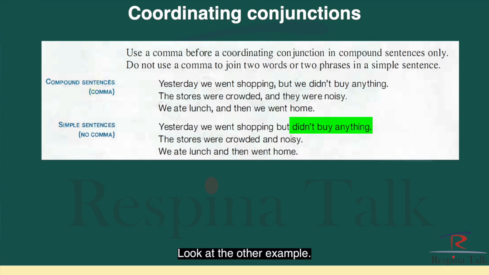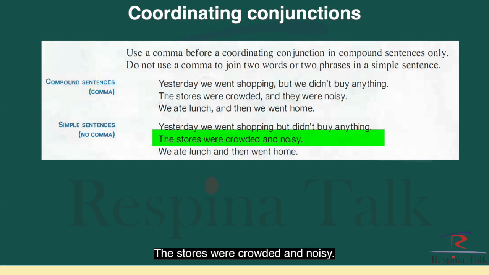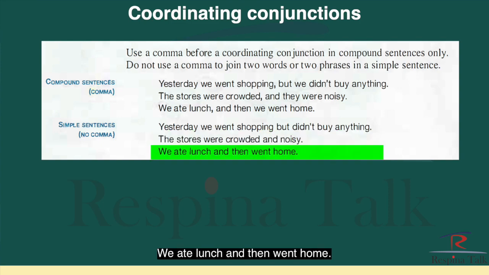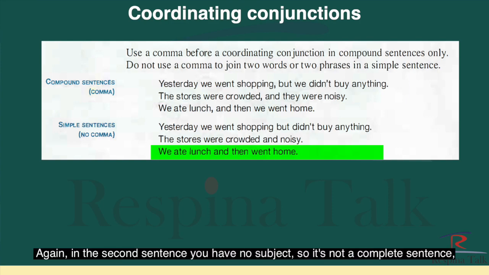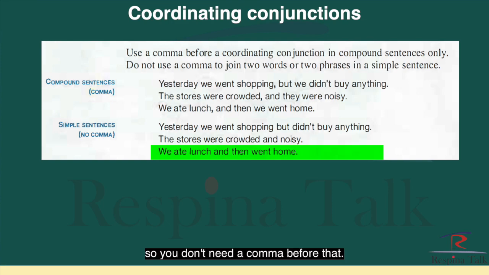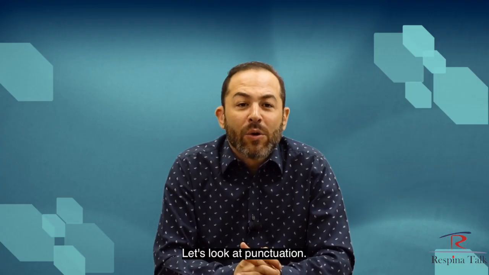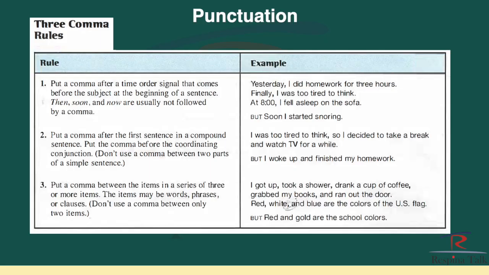Look at the other example. The stores were crowded and noisy. This is all still in the same sentence. Look at this other example. We ate lunch and then went home. So again, in the second sentence, you have no subject, so it's not a complete sentence, so you don't need a comma before that. Now let's look at punctuation.